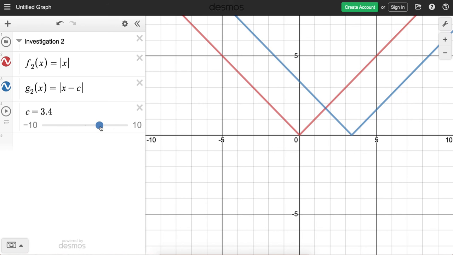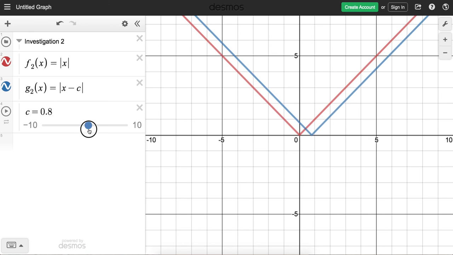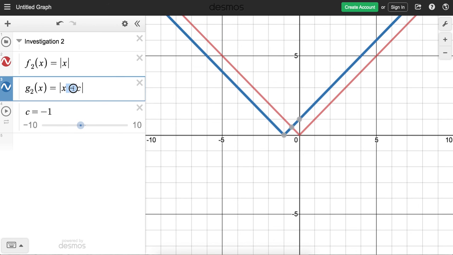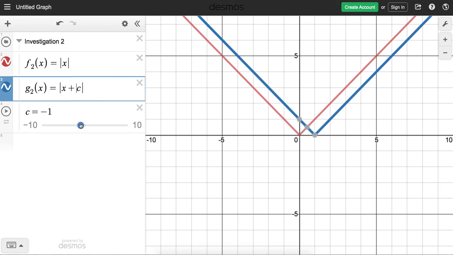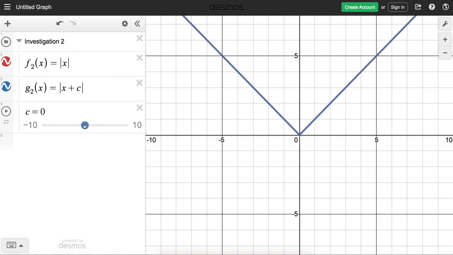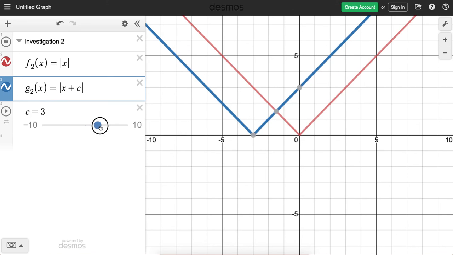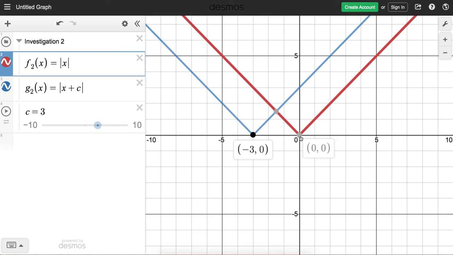Now, if we change this to minus a negative, well, let's just change that to a plus, and we'll reset C to 0. Okay. So now, if we, let's say, x plus 2 inside absolute value bars, notice it took our original graph and moved each point now 2 spaces to the left. And as we increase the number we're adding, it moves it further to the left. So now it moved this 3 units to the left.